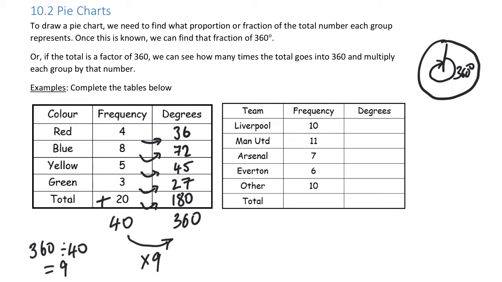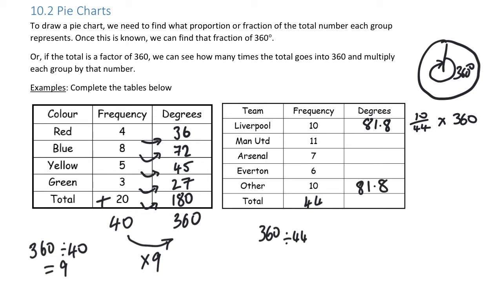In this second table, if we add up all the frequencies, we get 44, and 360 divided by 44 does not equal a whole number. So that's not going to be the easier way to do that. But Liverpool then, as a proportion, is 10/44 of the group. And if we multiply that by 360, we'll get the number of degrees that it would represent. So that's 81.8 degrees. That will also be the same for other, because it's 10 as well.